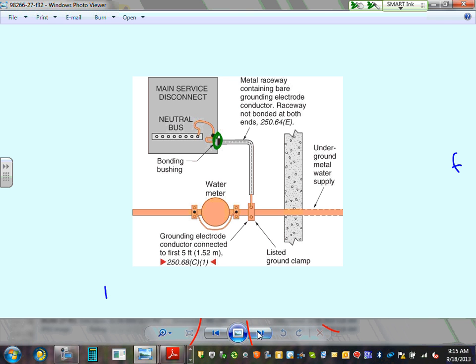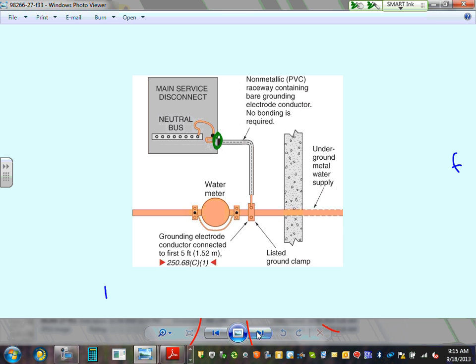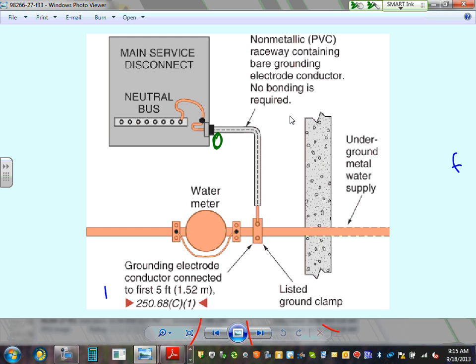I think there's an example where metal raceways contain a bare ground conductor. Non-metallic: if it's non-metallic like PVC, do you need to bond it? The grounding electrode conductor in a non-metallic raceway, no need to bond it at both ends.